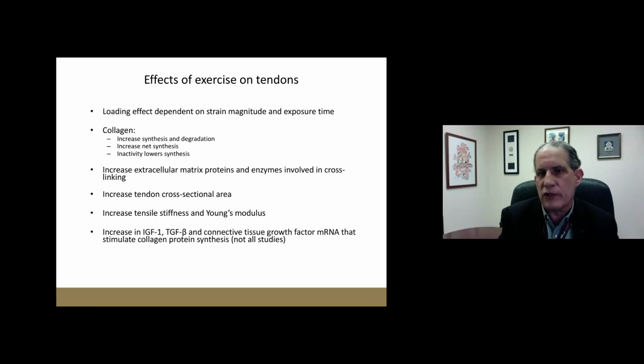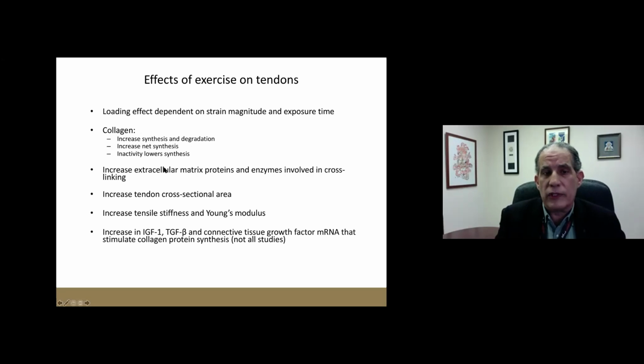This is not the exercise that you do quickly. You have to do it slowly. And that increases the strain on the tendon, and that's how the tendon gets better. The main effect is an increase in collagen synthesis. Even though degradation increases as well, there is an increase in the net synthesis of collagen, which again is the basic protein of the tendon.